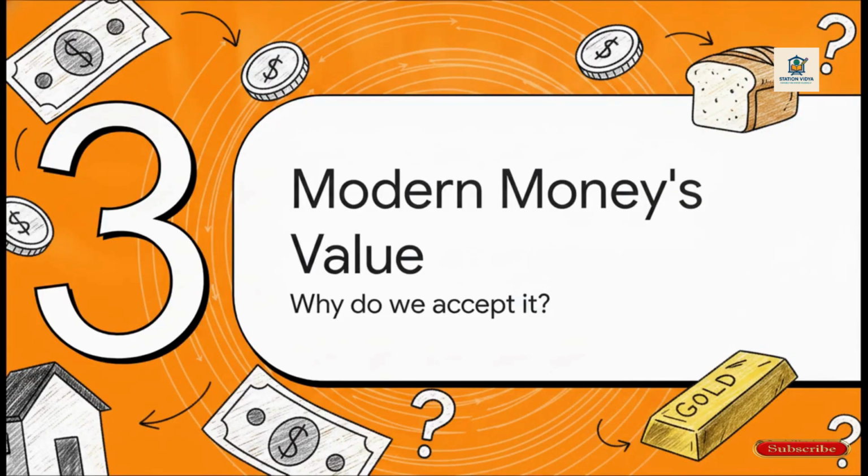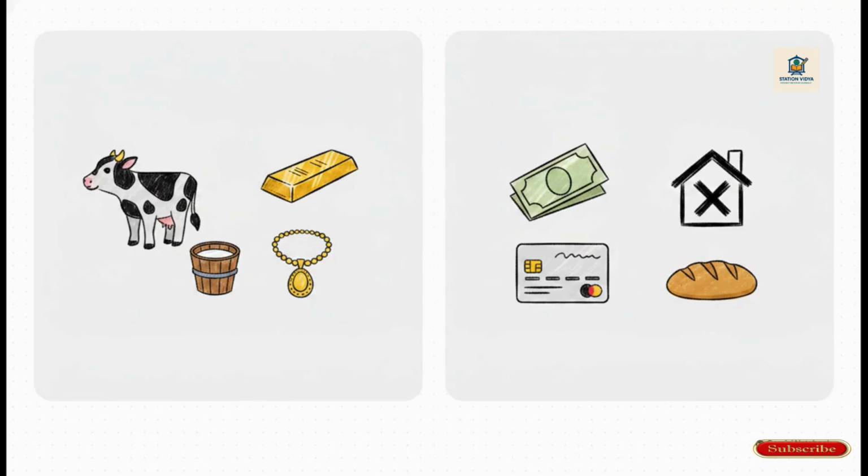Okay, let's jump to part three, modern money's value. Why do we actually accept it? Seriously, think about the paper cash in your wallet today. Why does a flimsy little piece of printed paper have any actual value? I mean, you can't eat it, you definitely can't build a house out of it, and it's certainly not made of solid gold. To really get this, we have to contrast the past with the present.